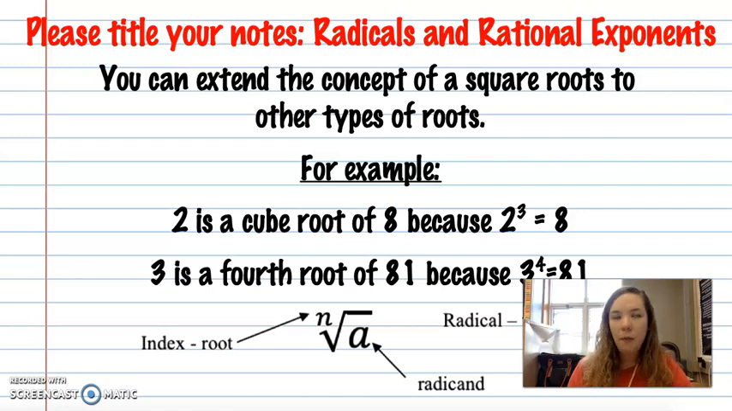All right, now that we've talked about exponent rules and scientific notation, we're ready to move on to how to simplify radicals and how that translates to rational exponents as well. So radicals can be rewritten as exponents. I'm going to show you that today.